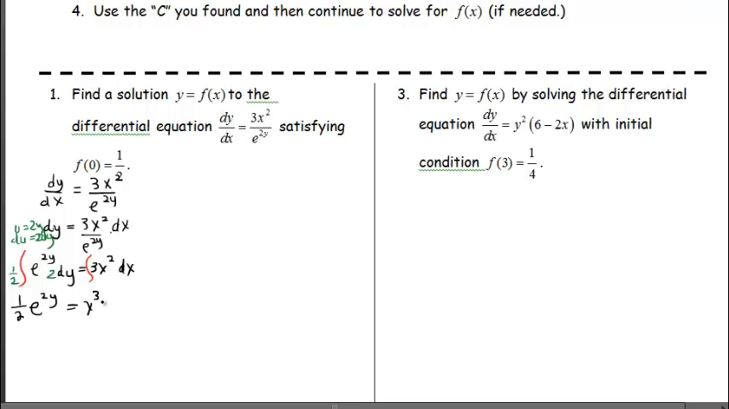x cubed plus c on this side. Plug in 0 and a half for y. So 1/2 e twice a half, x is 0. This looks like it's going to go to just e. So a half e over 2 equals c.